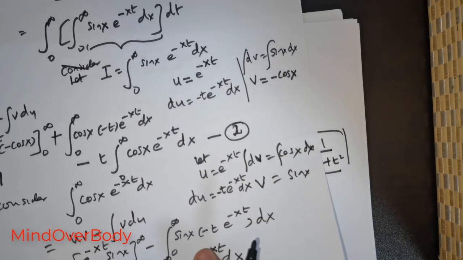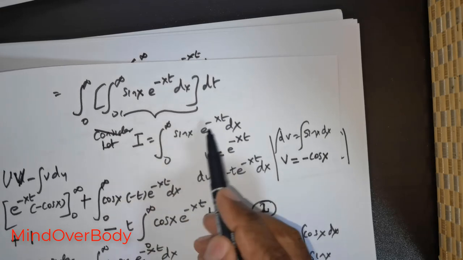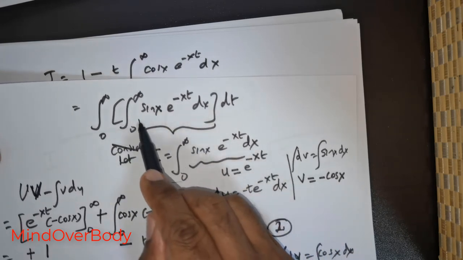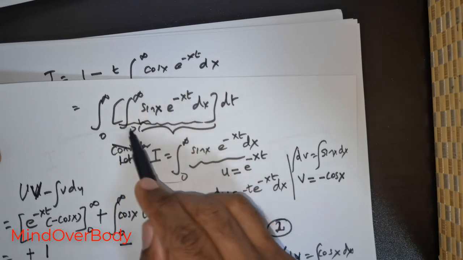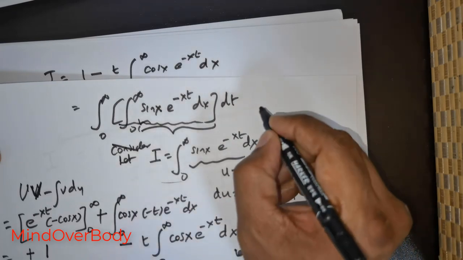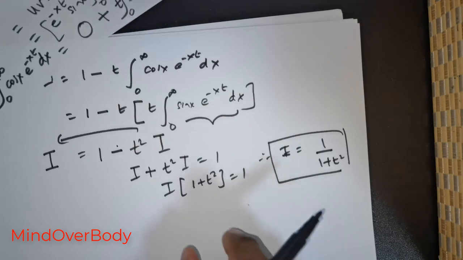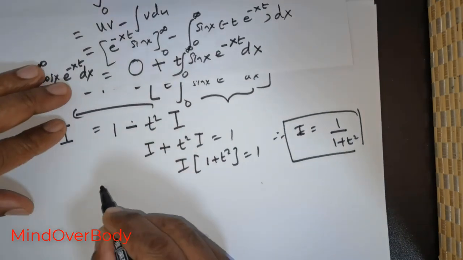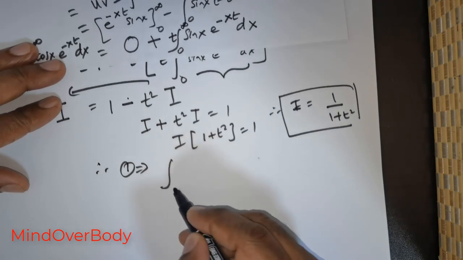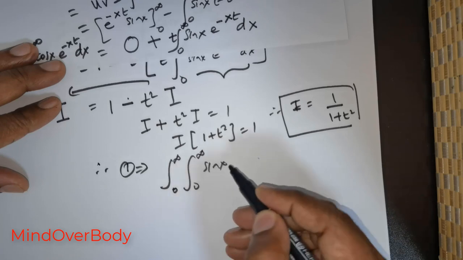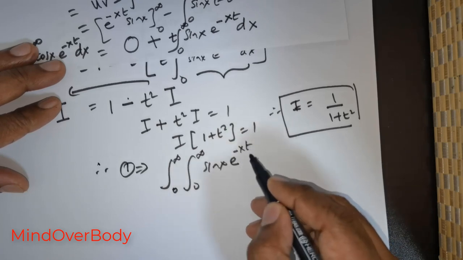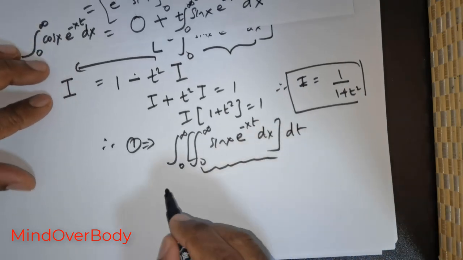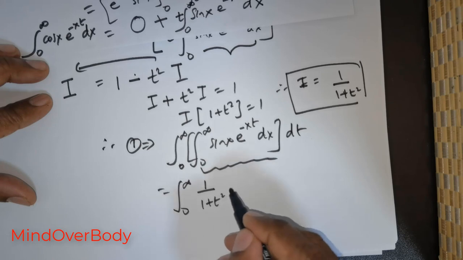Now, if you remember, I took this quantity as I. And what is this quantity? This quantity is nothing but the inner integral. So now I would like to take the value of I which I've got here and substitute it over here. So therefore the integral can be rewritten: the integral from 0 to infinity, integral from 0 to infinity of sin x times e raised to the power of negative x times t dx dt. In place of this, I'm going to substitute this. So this is equal to the integral from 0 to infinity of 1 over 1 plus t squared dt.